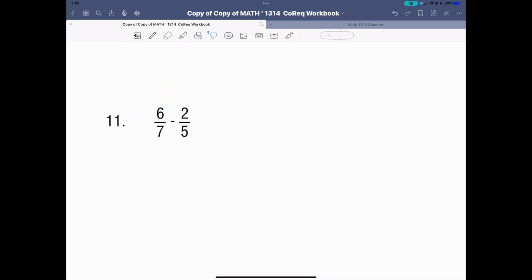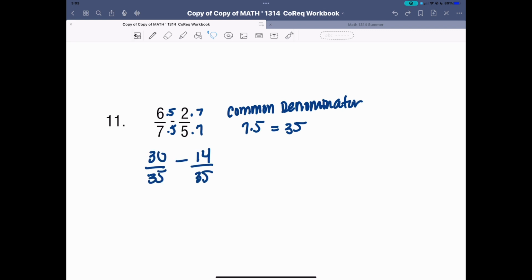6/7 minus 2/5, our common denominator is going to be 35. 7 times 5, so then we multiply the first fraction by 5 over 5, and then the second fraction by 7 over 7. And then I get 30 over 35 minus 14 over 35. Some of you are still confused about how to subtract, so it's going to be only the numerator. So it's 30 minus 14 over 35. I get 16 over 35, and that's the final answer.